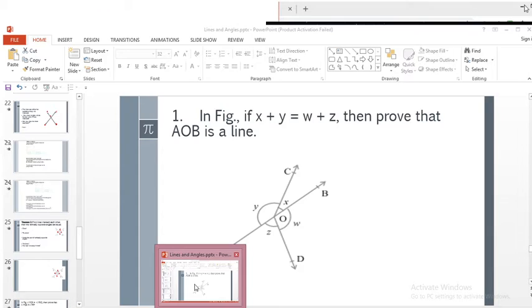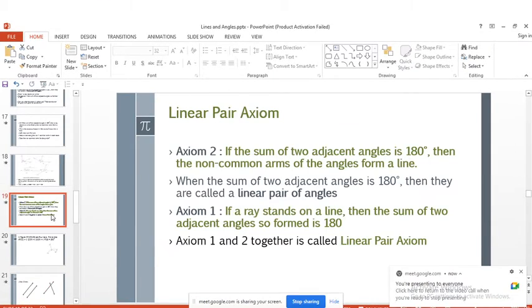So in the last class we learned about the linear pair axiom. Do you remember what the linear pair axiom is? Tell me what it is. The first two axioms make the linear pair axiom. Yes, the first two axioms. Can you state the first axiom? Whatever you remember, just tell me.